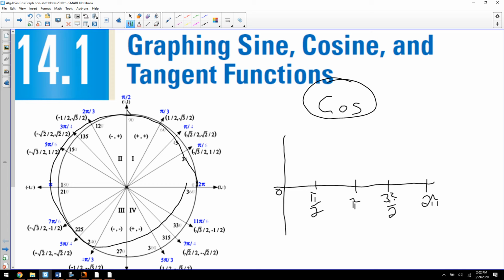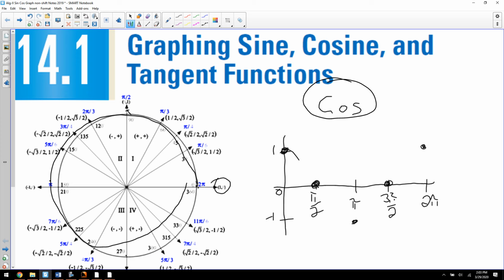So here's what we do. At 0, we know that cosine is at 1. At pi over 2, it's 0. At pi, it's at negative 1. At 3 pi over 2, it's back to 0. And then at 2 pi, it goes back to 1.